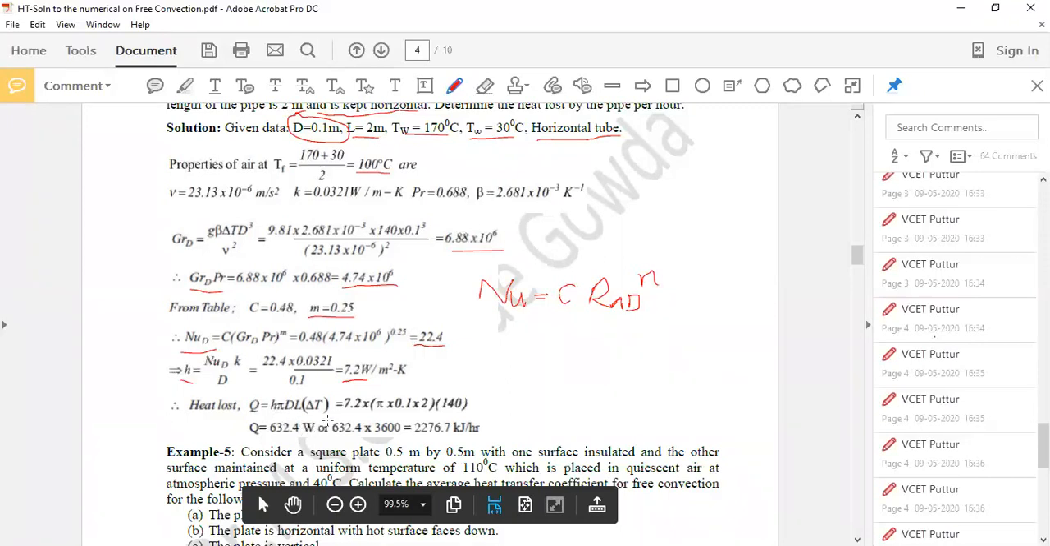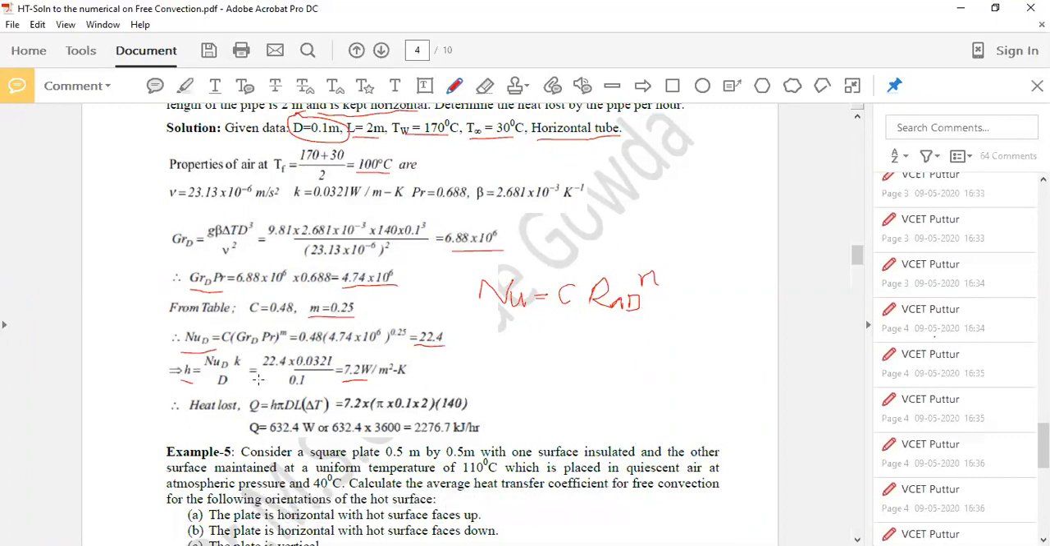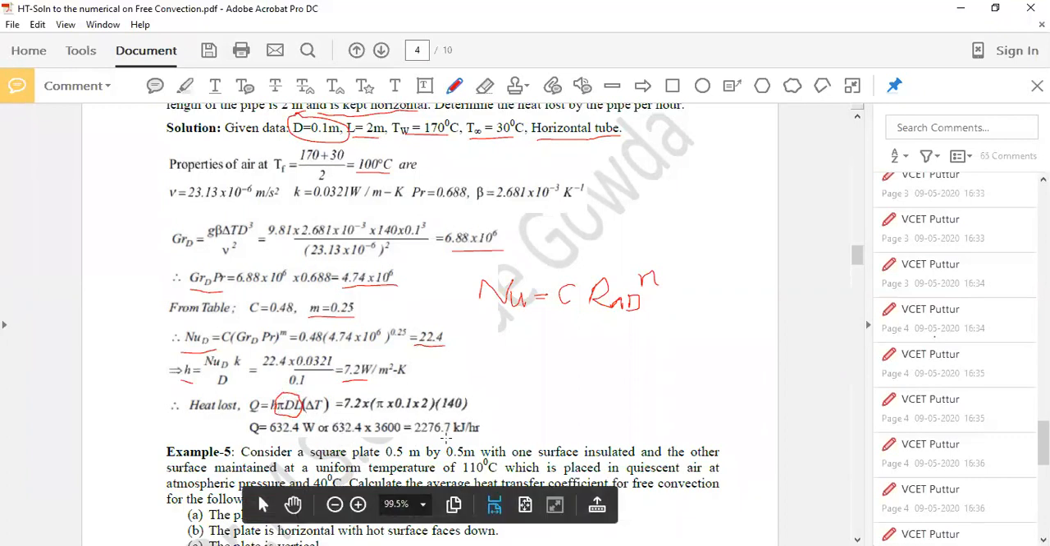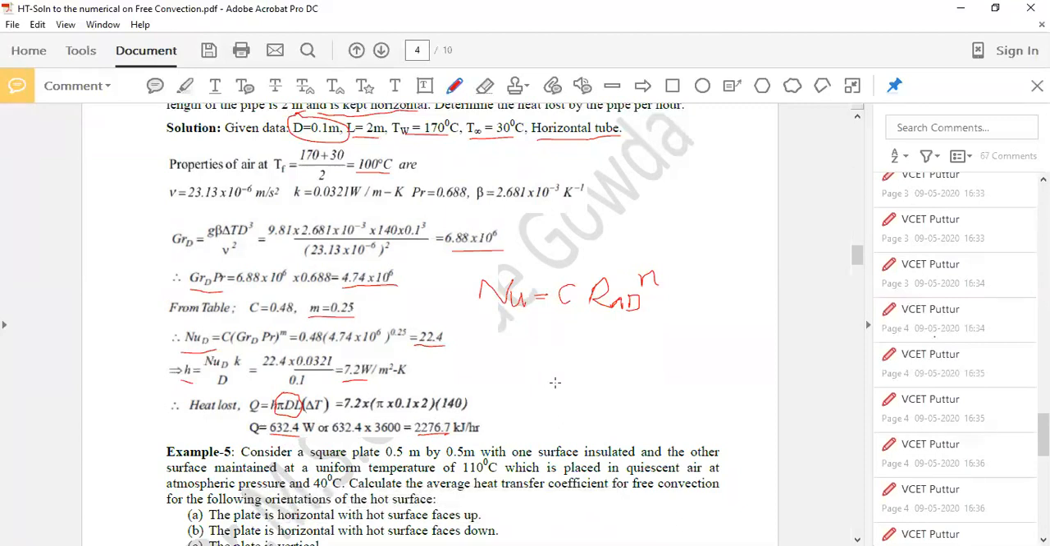So for the vertical cylinder and horizontal cylinder, the surface area will remain the same, pi d into L. So that is what you are seeing here, pi d into L. So accordingly, you are going to calculate 2276.7 kilojoules per hour. First of all, you will get it in terms of watt, 632.4 watt. Watt means joules per second. So he had asked to calculate so much of heat loss per hour. So second, you have to convert it to hour, and obviously you will get this.